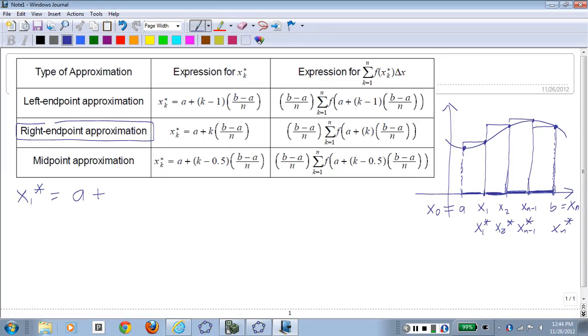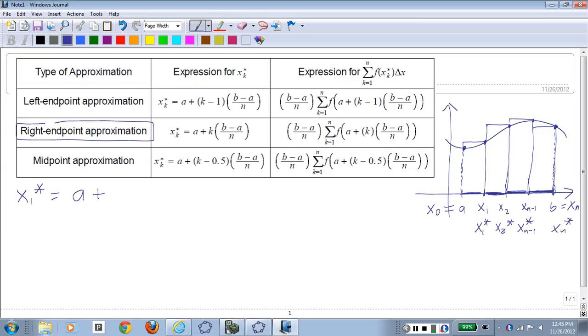Well, the entire interval from A to B is how long? How far is it from A to B? B minus A. B minus A, yeah. B minus A. And if we could divide that length, B minus A, into n equal parts, then each part would be how long?